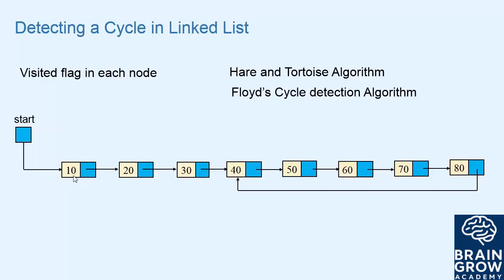If the list is not null terminated, that is, it has a cycle, or if the whole list is circular, then definitely at some point both the references will meet at a node. And if the list does not have a cycle, that is, it is null terminated, they will never meet. So now let's start and see how we can find a cycle in this list using this hare and tortoise algorithm.